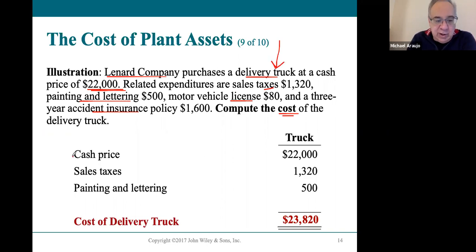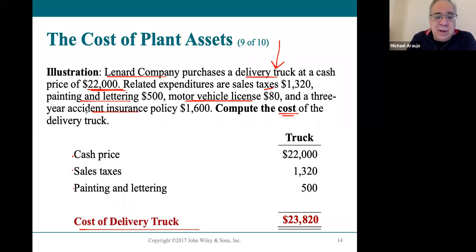So you had to pay for the truck. You had to pay for sales tax on that truck. And then, of course, for this business, it was important that that truck be painted and lettered with the owner's name. All of those are actually the cost of the truck. The motor vehicle license, I mean, trucks don't drive themselves. Well, they might soon, clearly, but trucks don't drive themselves. The motor vehicle license is to get the person ready to drive the truck, not the truck ready for use in the business. So the motor vehicle license is actually an expense to the company.